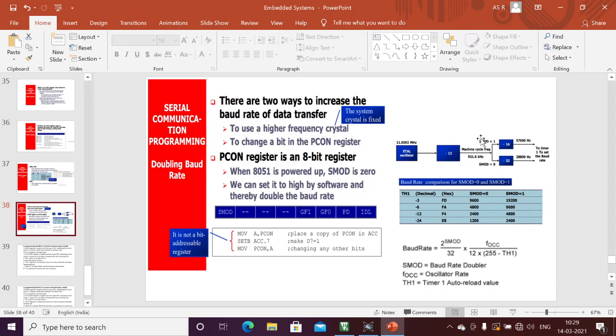If you see here, when SMOD is 1, the UART is dividing by 16, and when SMOD is 0, it is dividing by 32. That's why we are getting this frequency.